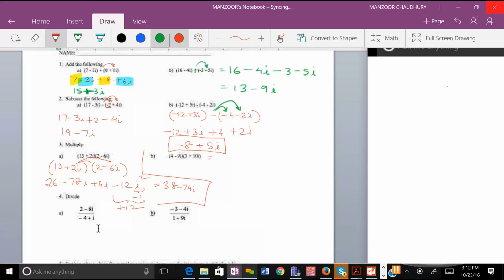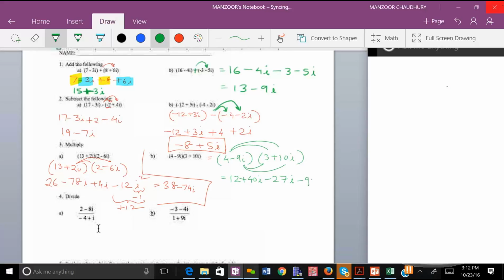The next question is 4 minus 9i times 3 plus 10i, right? So you do foiling. So you have 12 plus 40i minus 27i minus 90i square. And i square equals negative 1. So this whole thing becomes 90, right? So total should become 102.